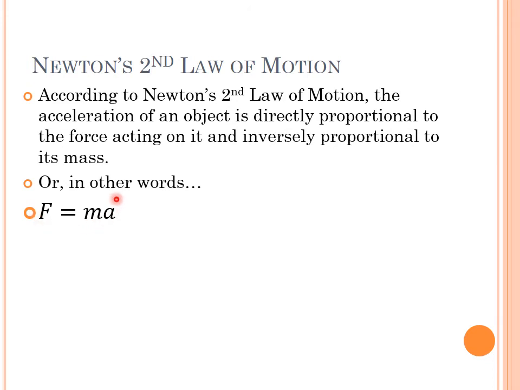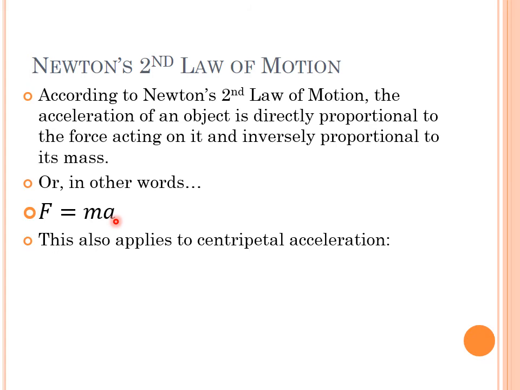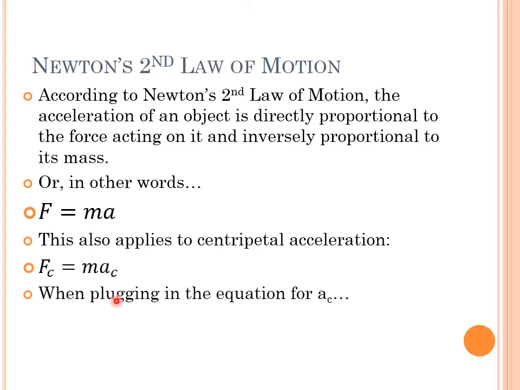So if that acceleration were a centripetal acceleration, then if we multiply m times the stuff for centripetal acceleration, we can get a new equation for the centripetal force. So the centripetal force, F_c, equals m a_c, the centripetal acceleration. So if we plug in the equation for a_c, the centripetal acceleration being v squared over r, then we end up with the equation for centripetal force being m v squared over r.